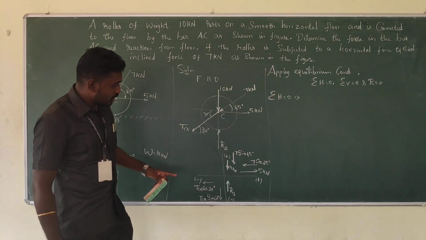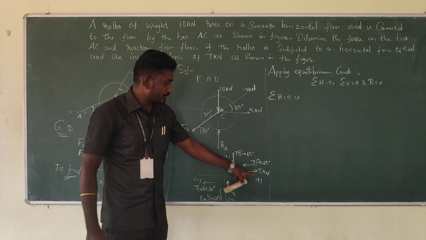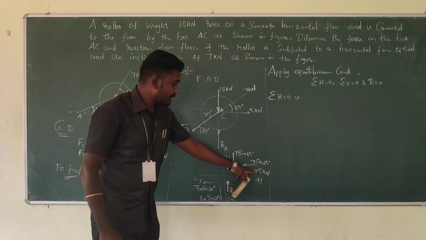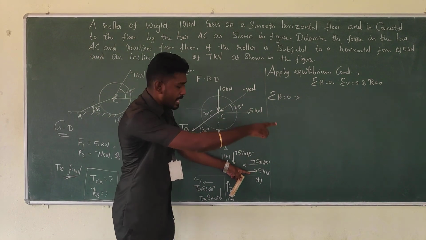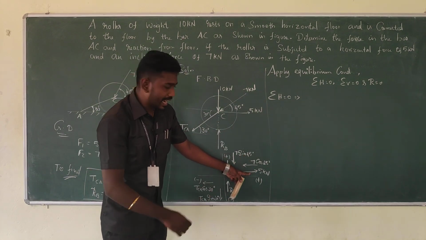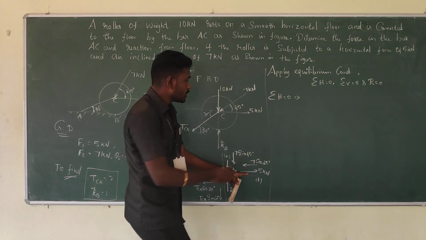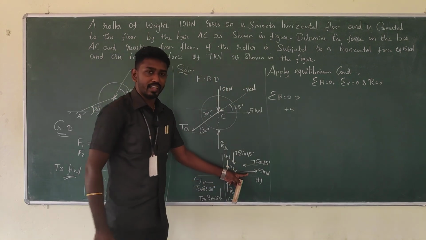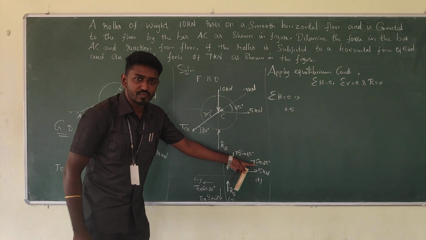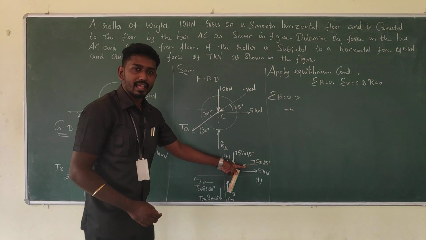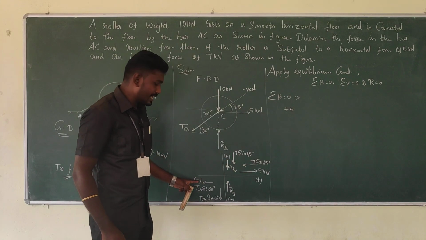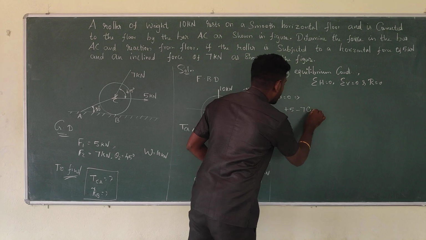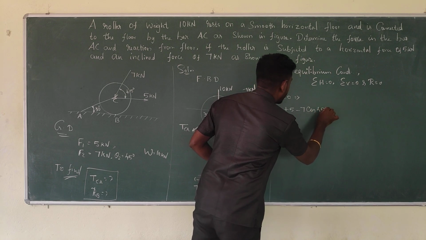Just see the horizontal forces here: in the first quadrant, 5 kilonewton and 7 cos 45 degrees. The 5 kilonewton is directed where? The right side, horizontal right. So it carries a positive sign, 5 kilonewton. And what about this 7 cos 45 degree, which is directed horizontally left? Horizontally left is a minus sign. So minus 7 cos 45 degree.